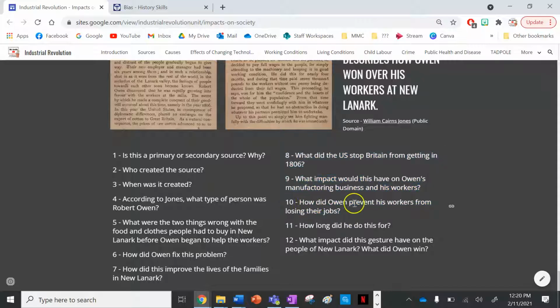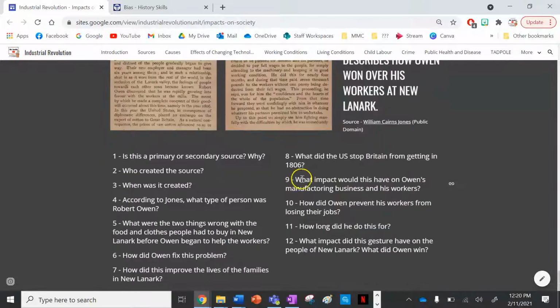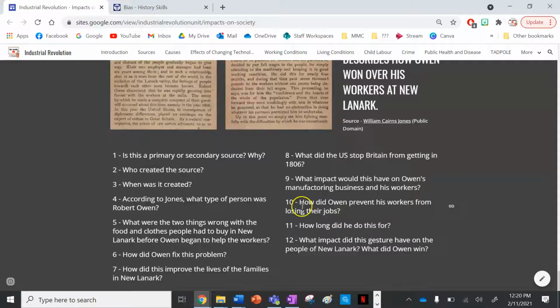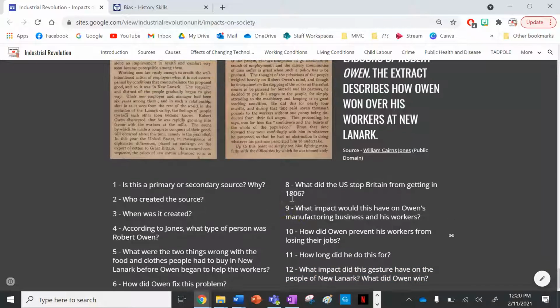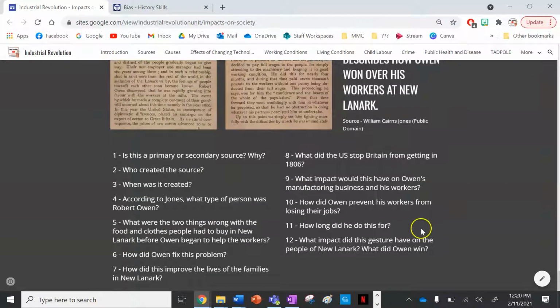Number 10, how did Owen prevent his workers from losing their jobs? Well, on this page here, we get told the story of how he paid their shifts for, question 11, 4 months. And he paid £7,000 of his own money in total just so they could keep their jobs. So he paid their wages for them and he did it for 4 months. Number 12, what impact did this gesture have on the people at New Lanark? What did Robert win? So it says here that he won the confidence and the hearts of the whole population. So the people trusted him after this and they believed in him.